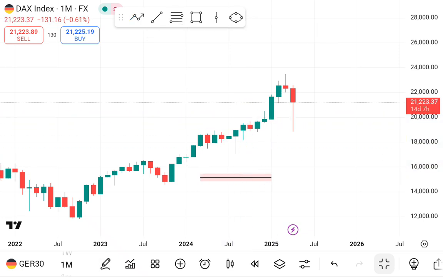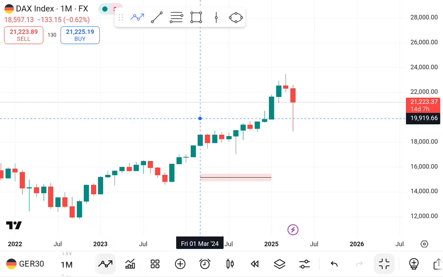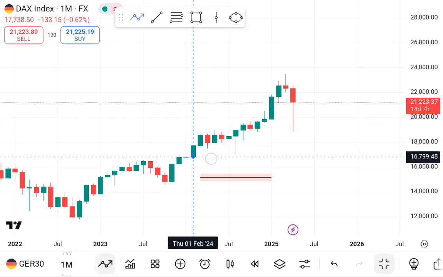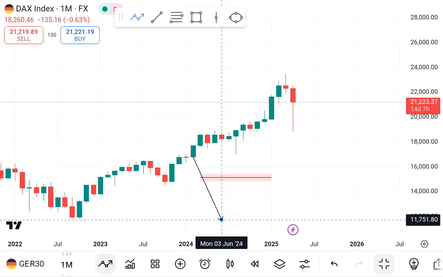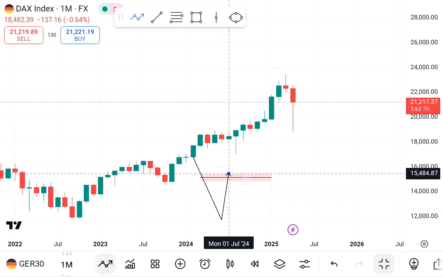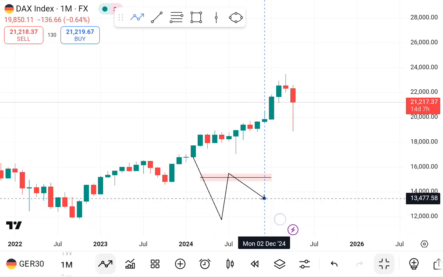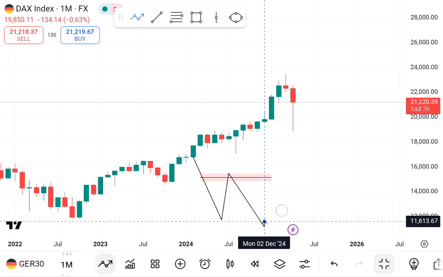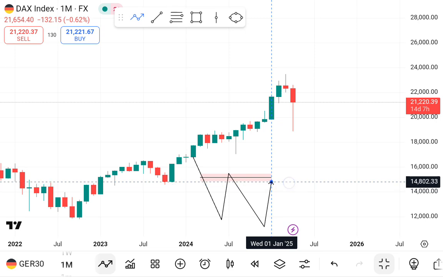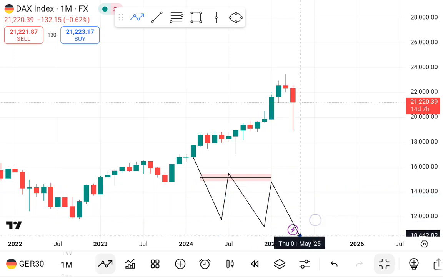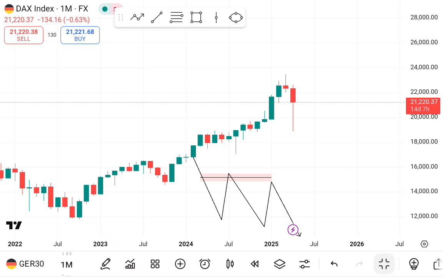Inverse to supply. Supply is a price area where, let's say the market was coming like this, and then sellers took control over here. The market might come right here, maybe all the way to the downside, right? So yeah, it's something like that.